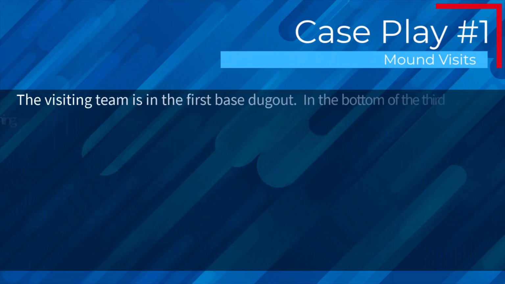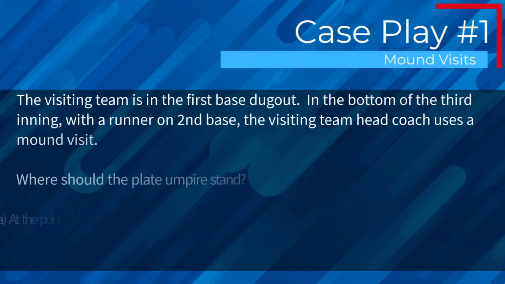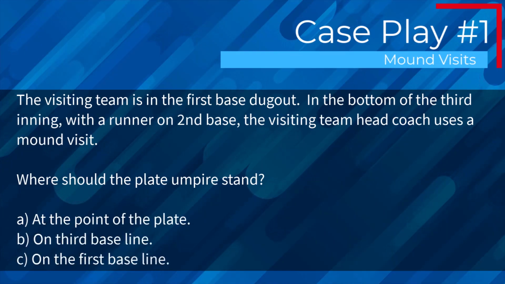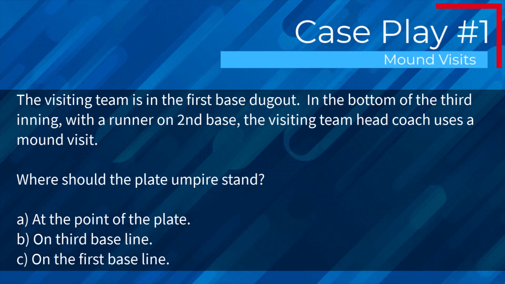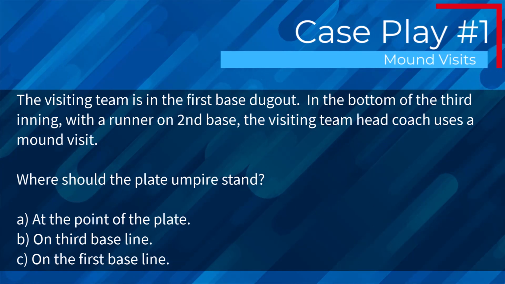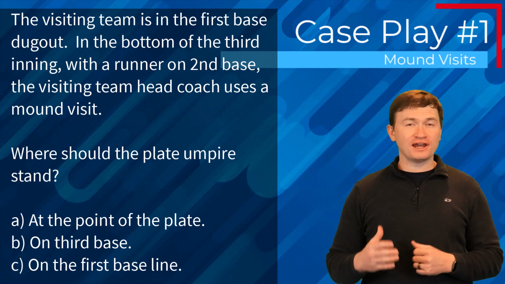Now let's go ahead and work through this week's case plays. Case play number 1. The visiting team is in the first base dugout. In the bottom of the 3rd inning, with a runner on second base, the visiting team head coach uses a mound visit. Where should the plate umpire stand? A, at the point of the plate, B, on the 3rd base line, C, on the 1st base line. The correct answer here is B.